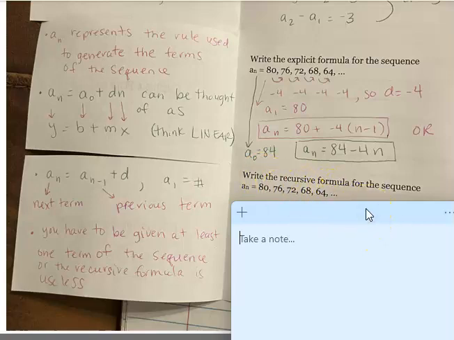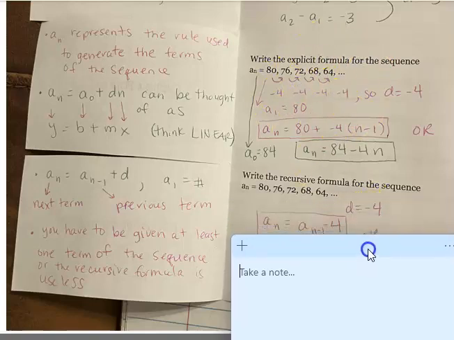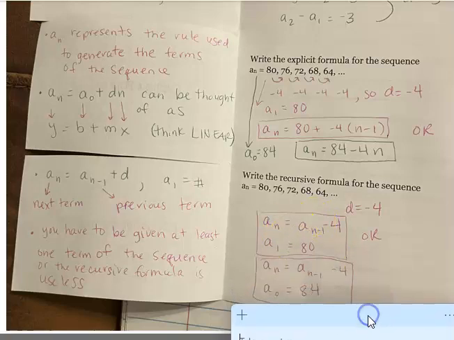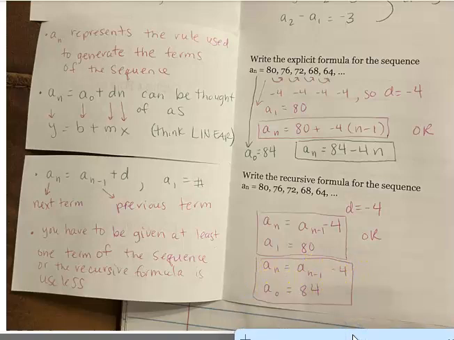So again, we need the value for d and either a sub 0 or a sub 1. Since it's the same sequence we've already used, we know our value for d was negative 4. So we have this formula that we can use, which is a sub n is equal to a sub n minus 1 minus 4. I can say that a sub 1 is equal to 80 so that I can actually generate this. Or I can use a sub n equals a sub n minus 1 minus 4, the exact same one, and I can instead give you a sub 0 equals 84. It actually doesn't matter which of these you use. And that's all for this page.